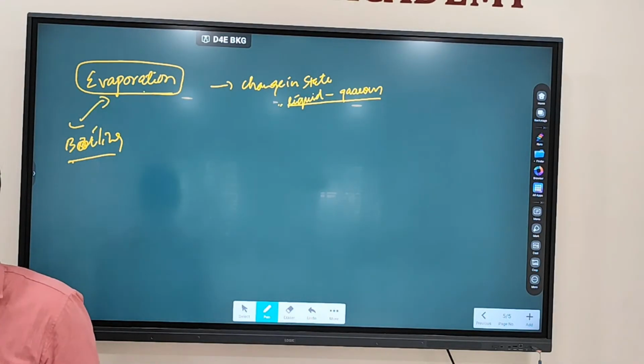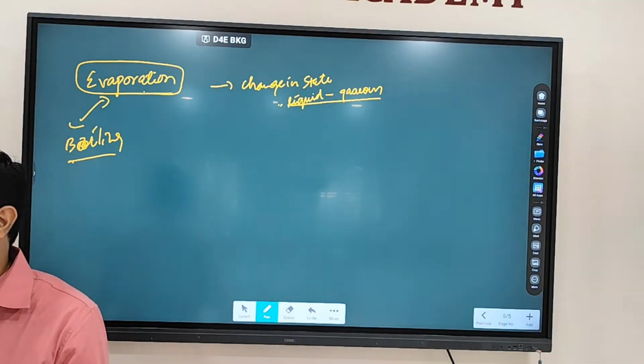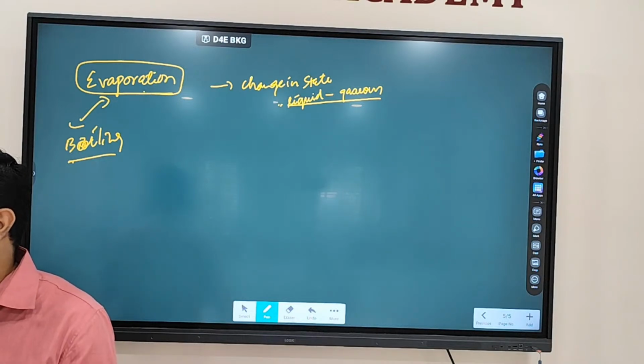Let's say a volcanic eruption is happening in the ocean. Can it lead to boiling or not? Boiling temperature. Yeah, a volcanic eruption is happening. Lava is coming out. Will it lead to boiling or not?